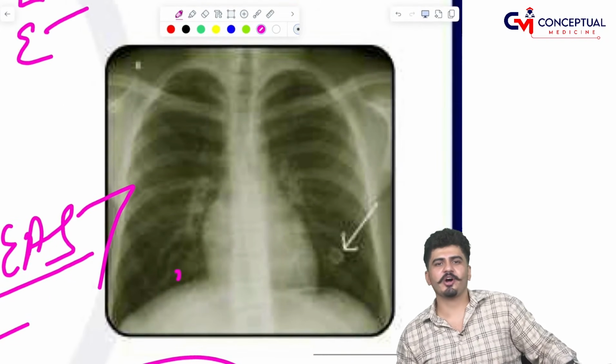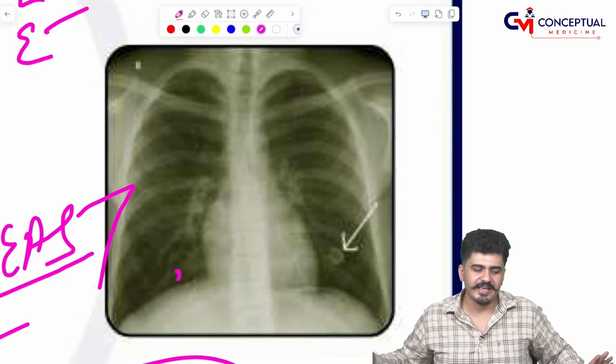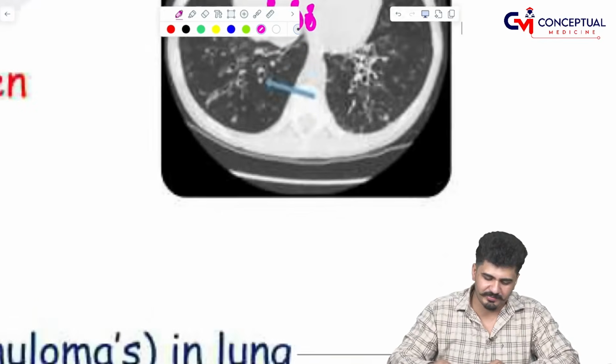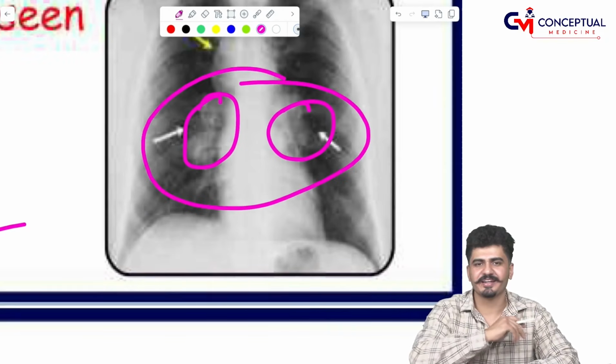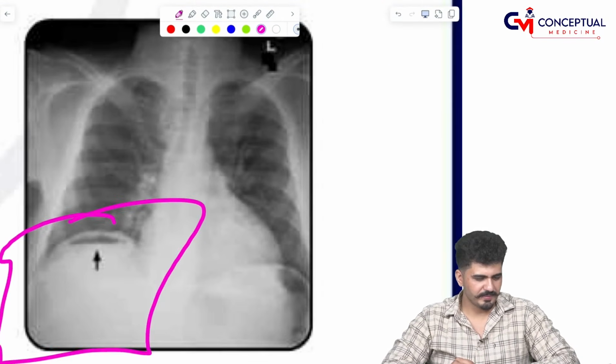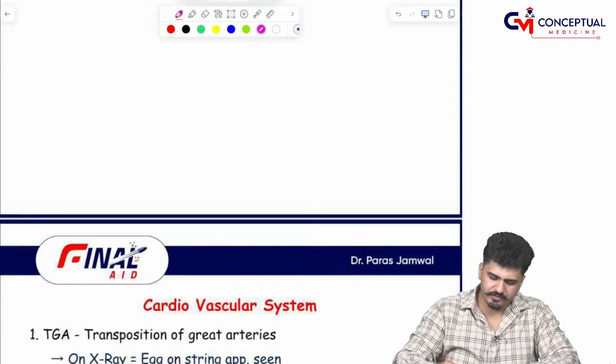Can you tell me popcorn calcification in the chest X-ray is seen in pulmonary hamartoma. Very good answer. This is sarcoidosis, bilateral hilar lymphadenopathy. This is cupola sign, pneumoperitoneum. Very good. We finish one system.